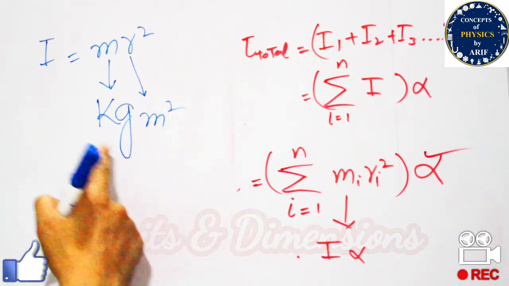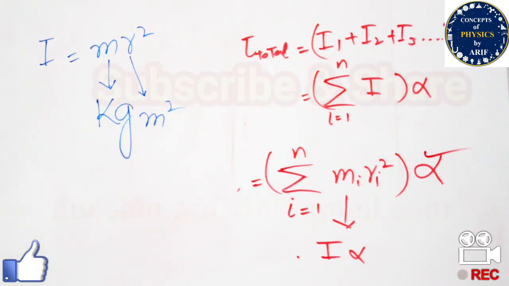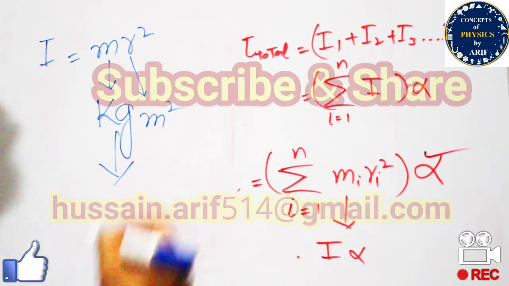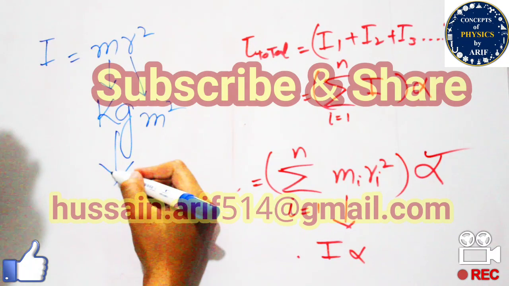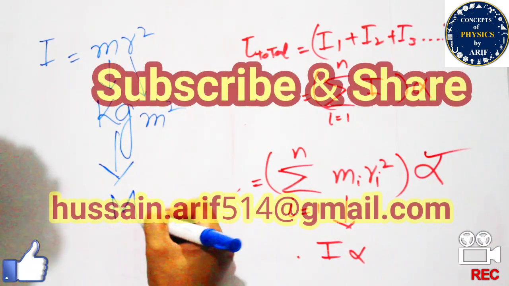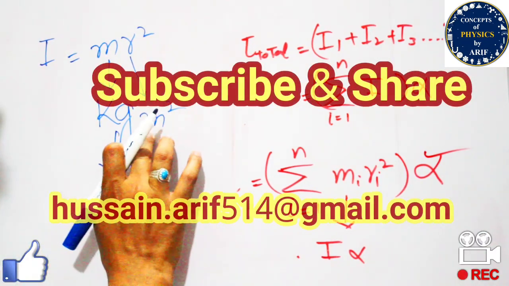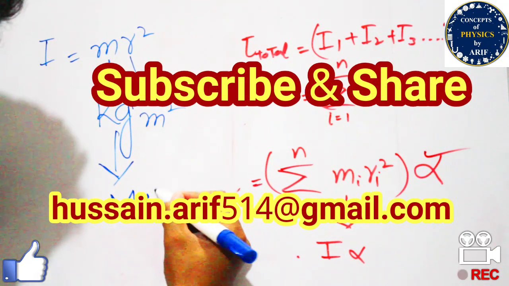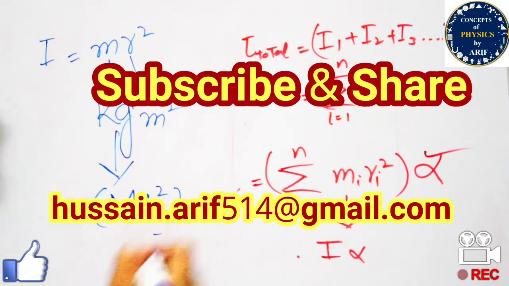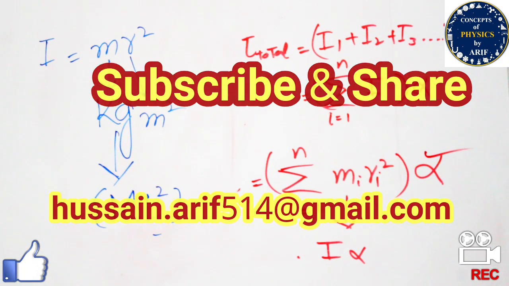So the SI unit will be kilogram meter square, but the dimension of moment of inertia will be: kilogram comes from mass M, and meter comes from length, L square. So these are the dimensions of moment of inertia. Up till now, we have finished the moment of inertia of a rotational body. We will finish here with the description, derivation and units.